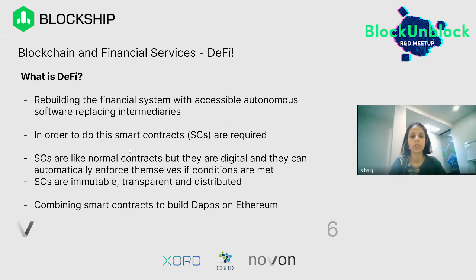So this autonomous software is essentially smart contracts, and smart contracts are very similar to normal contracts that we deal with in our daily lives. But the distinguishing factor is that they are digital in nature, and they can automatically enforce themselves if certain conditions are met. So they are very much automated. Plus, because every transaction within a smart contract is recorded on blockchain, they inherit the properties of blockchain, which makes them immutable, transparent, and distributed.